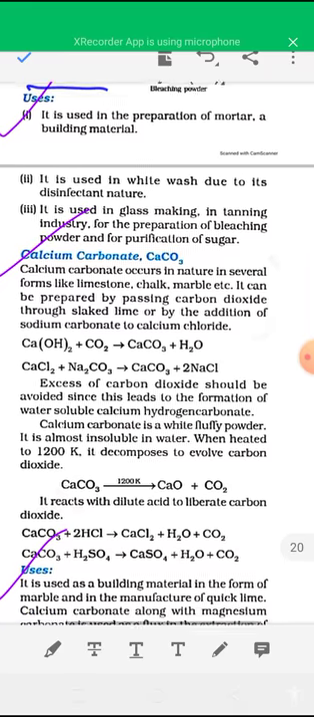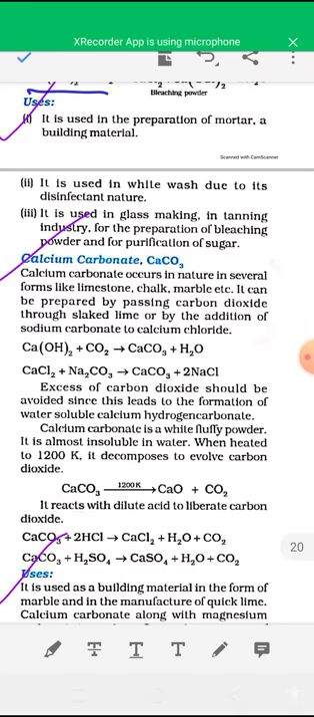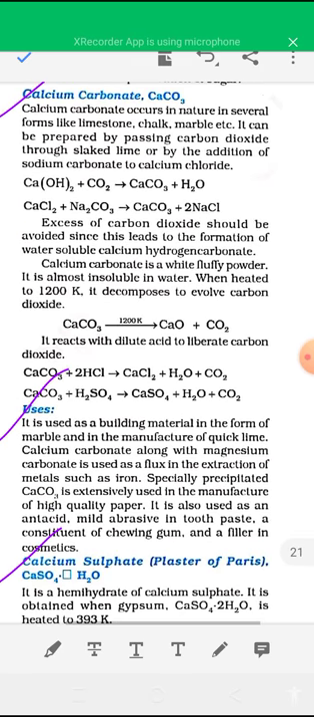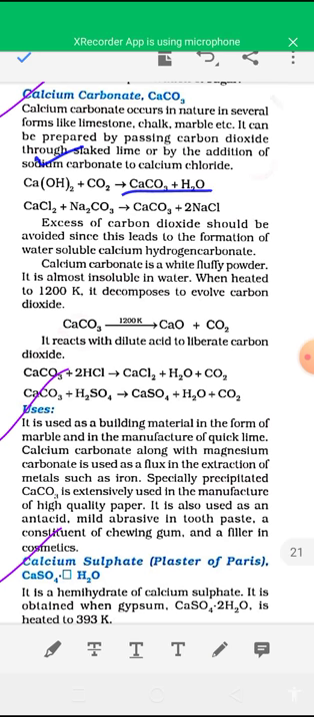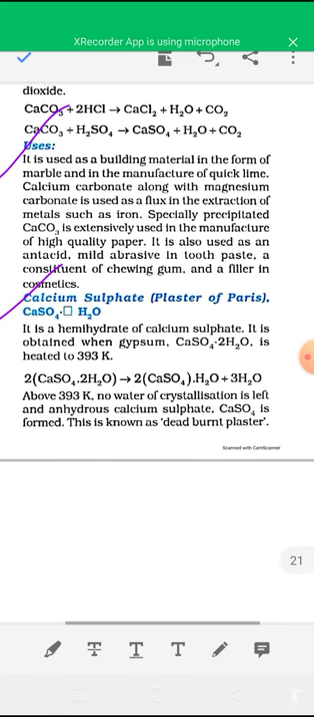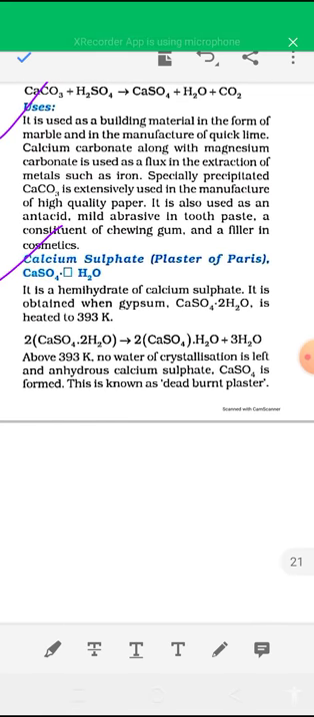Now see the use of calcium hydroxide. It is used in the preparation of mortar, a building material. It is used in white wash due to its disinfectant nature, and calcium hydroxide is also used in making glass. Okay, and calcium carbonate, I have told already, is obtained from calcium hydroxide when it reacts with carbon dioxide. The use of calcium carbonate is also given: it is used as a building material in the form of marble and in the manufacture of quick lime.